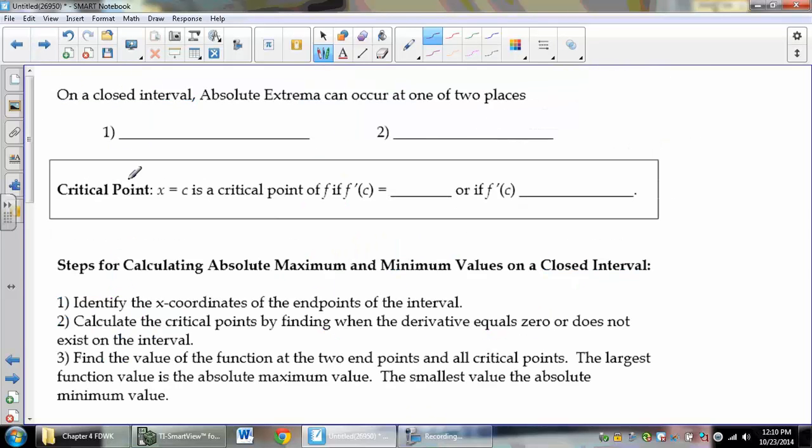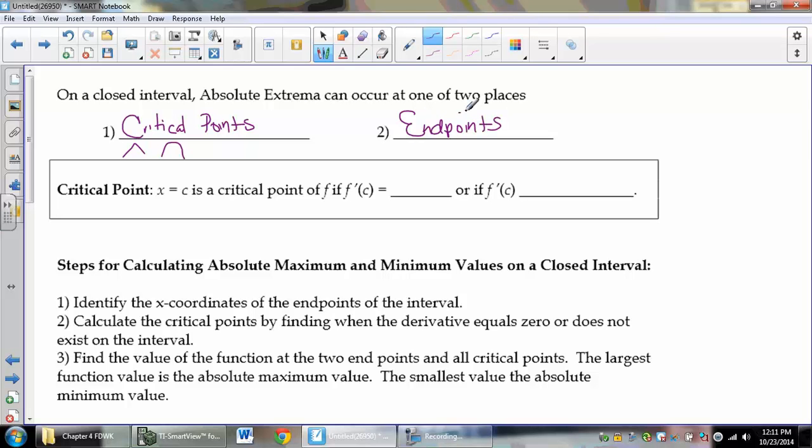After all those drawings, what you're going to notice is that all those absolute extrema either occur at endpoints or hills or valleys or peaks. So absolute extrema can occur at one of two places. They can occur at critical points, and those are when we have peaks or valleys, things like this, or they can occur at endpoints.